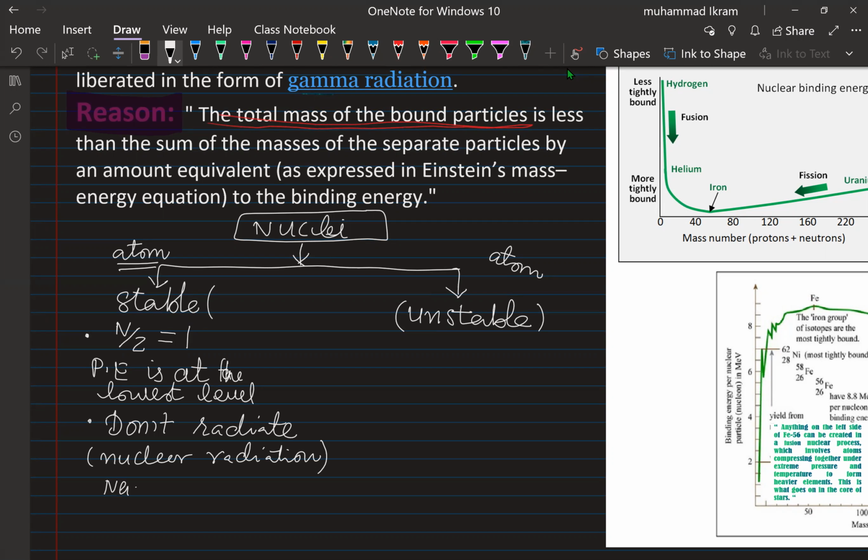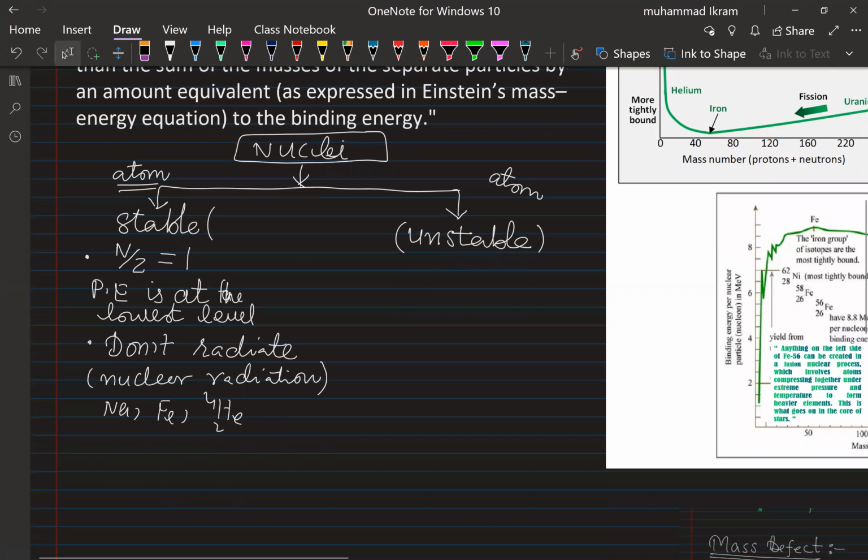Sodium, iron, many more, as I told, helium. They are usually stable nuclei. Their potential energy is at the lowest level. Now you will be asking me why, where does that energy come from in the nucleus? That is another question, and I'm coming to that question right now.